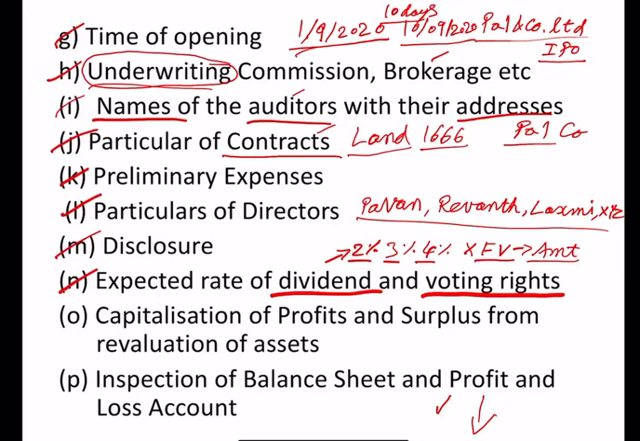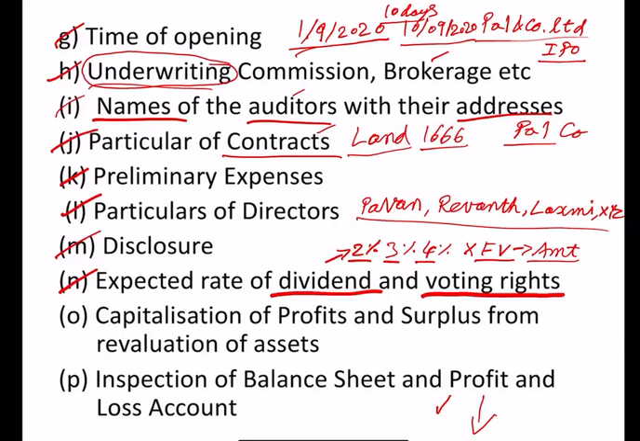And then next, voting rights. Each shareholder has some voting rights. If there is any shareholders' meeting, if you have any shares, then you will be called to the meeting. Then you have to elect a board of directors, managing director, or any director. You have to elect by giving your precious vote. So how many voting rights you have, everything will be clearly mentioned in the prospectus.